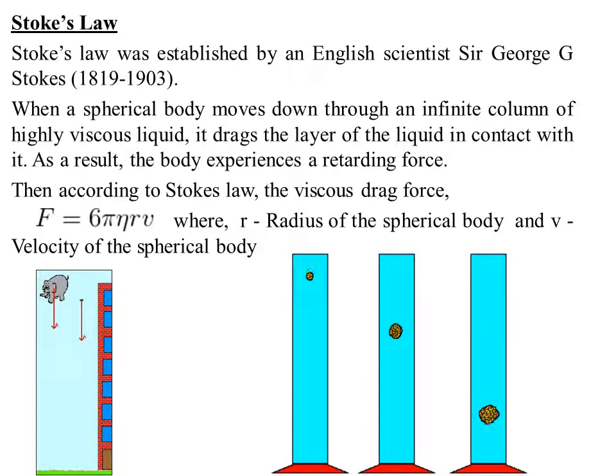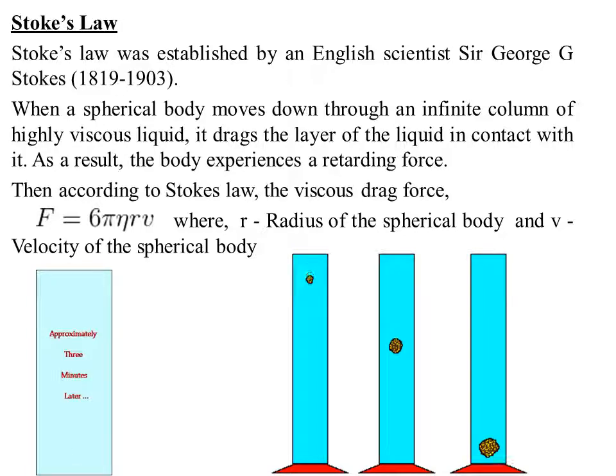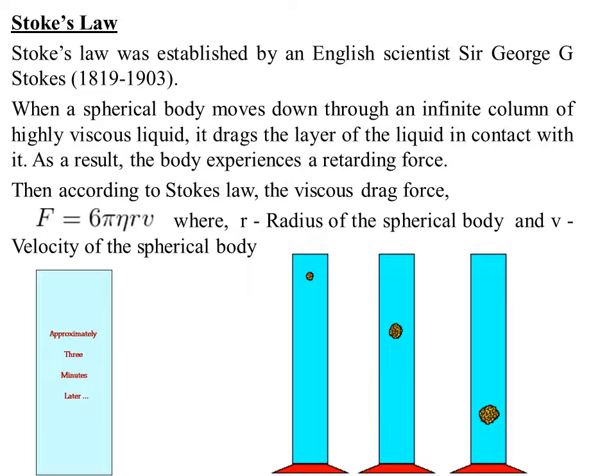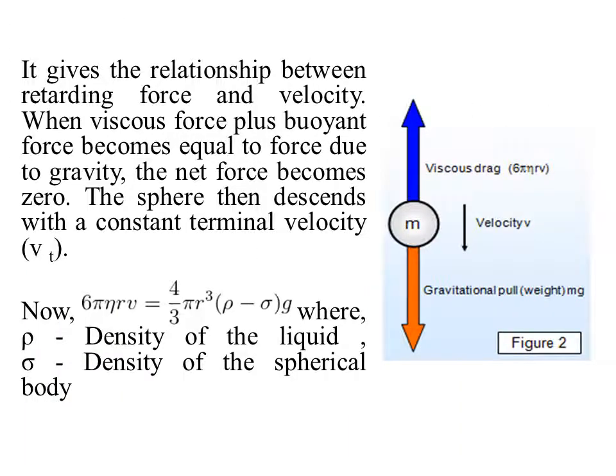Then according to Stokes' law, the viscous force will be equal to F = 6πηRv, where R is the radius of the spherical body which is falling and v is the velocity with which it is moving. So it gives the relationship between the force with which the ball is coming down and the force of the liquid layer, the force which exists between the liquid layers.